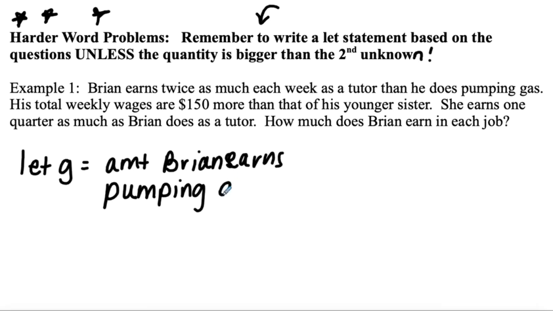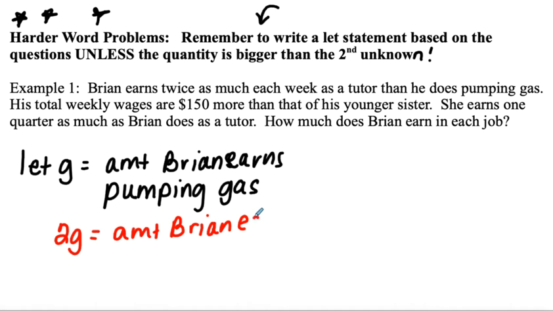All right, so why is that important? Well, it just helps me. It doesn't have to be done like this. It just helps me so that the variables are a little bit easier. So he earns twice as much each week as a tutor. So 2G would be the amount Brian earns as a tutor.